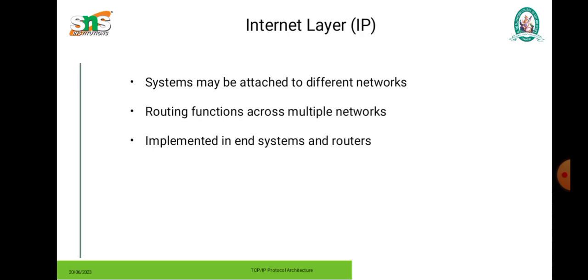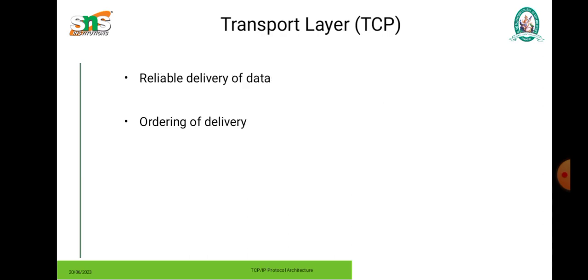And next one is the internet layer. A router is a processor that connects two networks, and its primary function is to relay data from one network to another, from source to destination, since end systems may be attached to different networks across multiple networks.